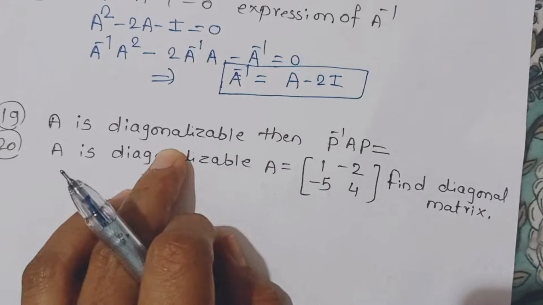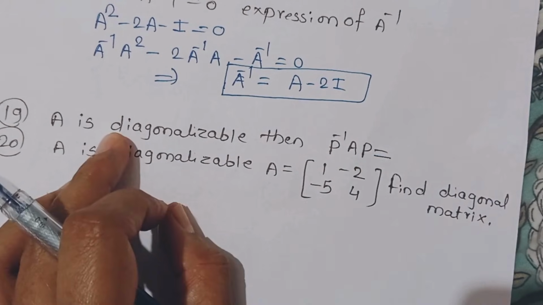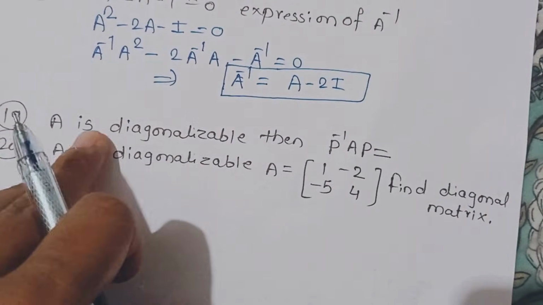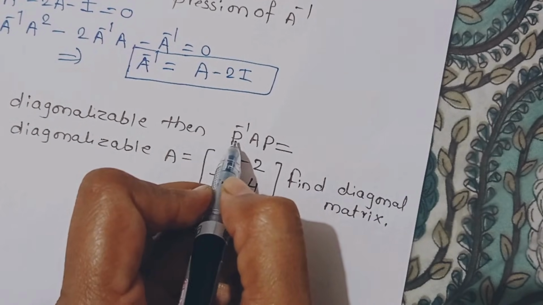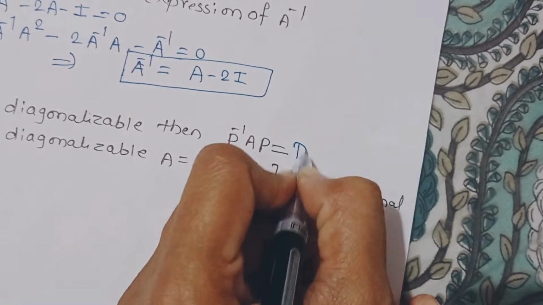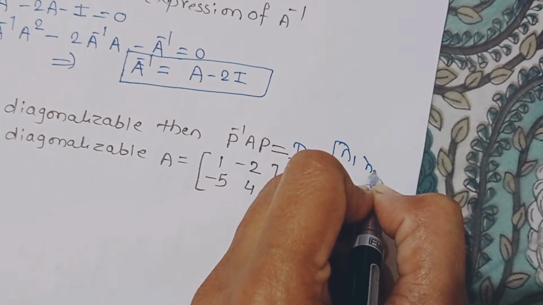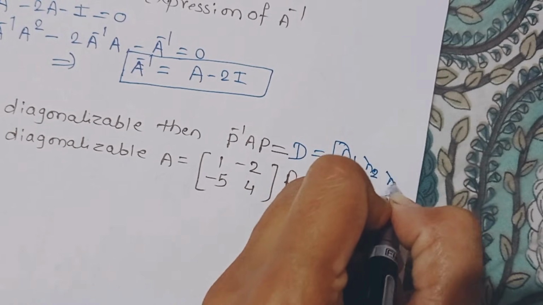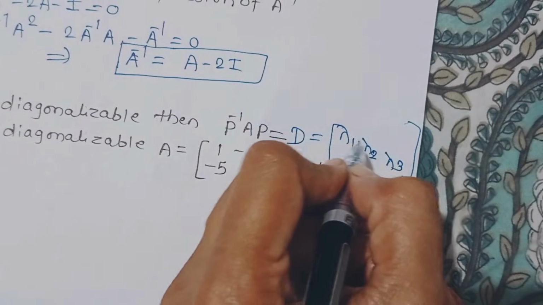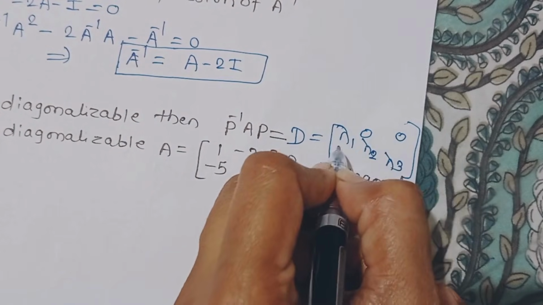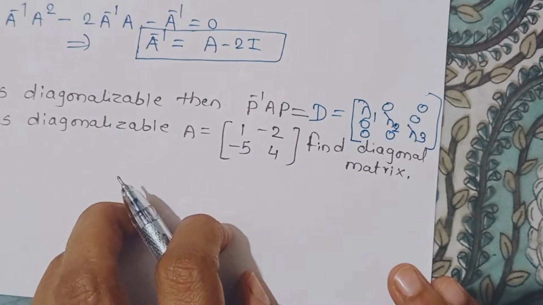Next, if A is diagonalizable, what is the value of P inverse A into P? The definition of a diagonalizable matrix is: A is diagonalizable if and only if there exists an invertible matrix P, so that P inverse A P is equal to D, where D is nothing but a diagonal matrix whose diagonal elements are the eigenvalues of A. I am considering this matrix A is 3 by 3, therefore I am writing this D as this one, a diagonal matrix whose diagonal elements are lambda 1, lambda 2, lambda 3.